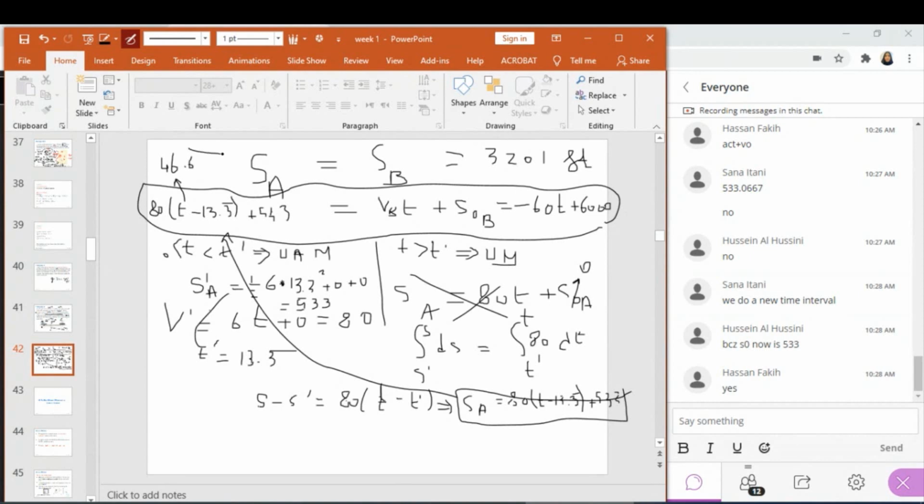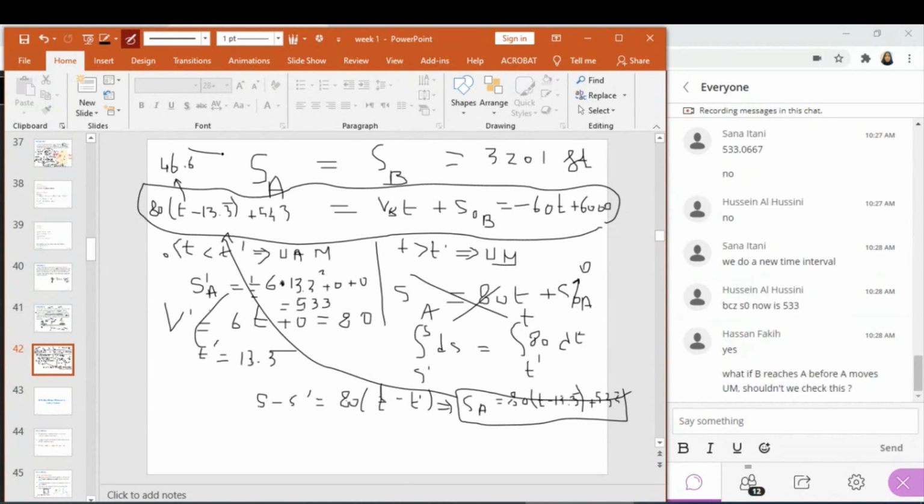So that's it. This is a good question: what if B reaches A before A moves in uniform motion? Shouldn't we check this? Yes, of course, you can check this easily because 46.6 is greater than 13.3. If you have a different answer, let's say less than t prime, then this means that they pass each other before reaching the uniform motion. But as long as this t, 46.6, is greater than t prime, you are on the safe side. All right, Hassan? Good question.